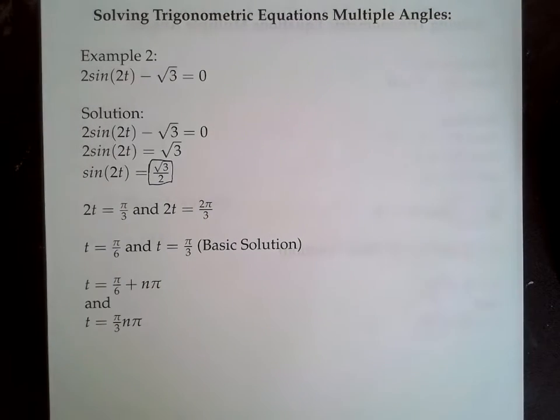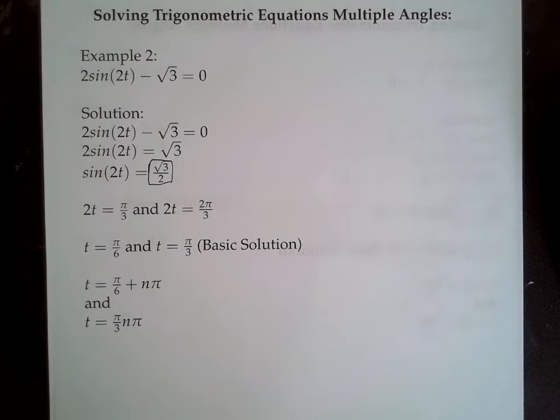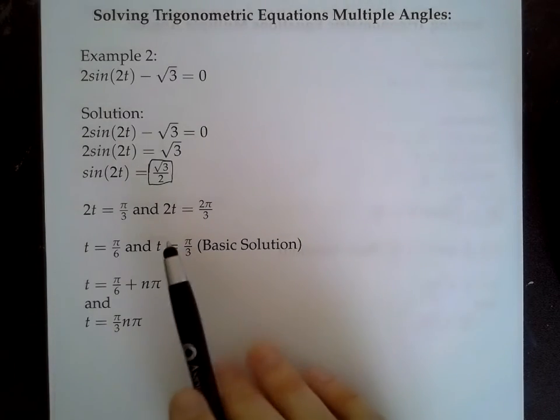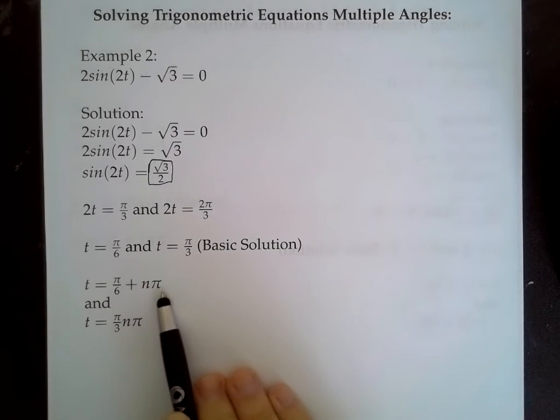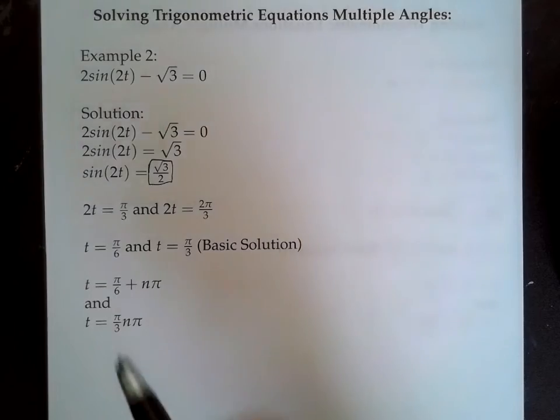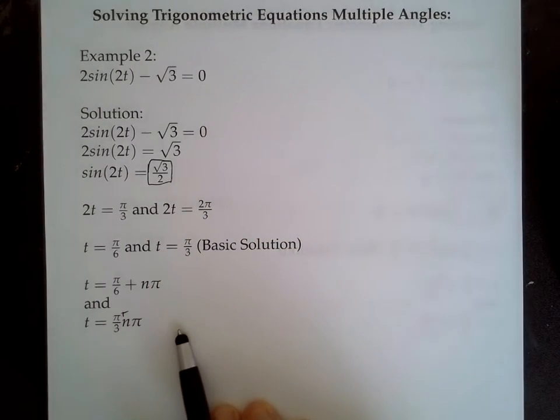Now remember, you can do this by your rules of division. I'm giving you these. If you do need some help on that, if it's been a while since you've added, subtracted, multiplied, and divided fractions, please let me know, and again, I'm more than happy to go over those with you. So what that's going to give us is t is equal to pi over 6 plus n pi, and t is equal to pi over 3 plus n pi as our two generalized solutions.